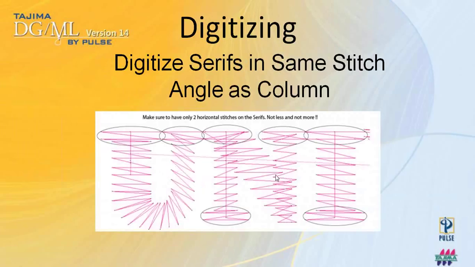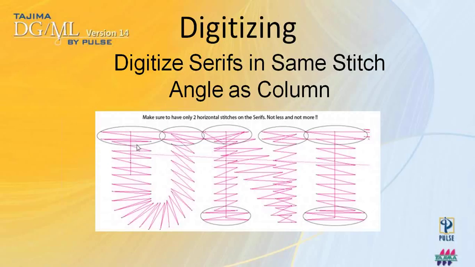Digitize serifs in the same stitch angle as the column stitch. So more or less it's the same concept as the earlier slide. If you have fonts or letters that have serifs, don't try to force change the stitch angle here to a 90 degree stitch angle. That makes no sense. You have way too little space there to do that.